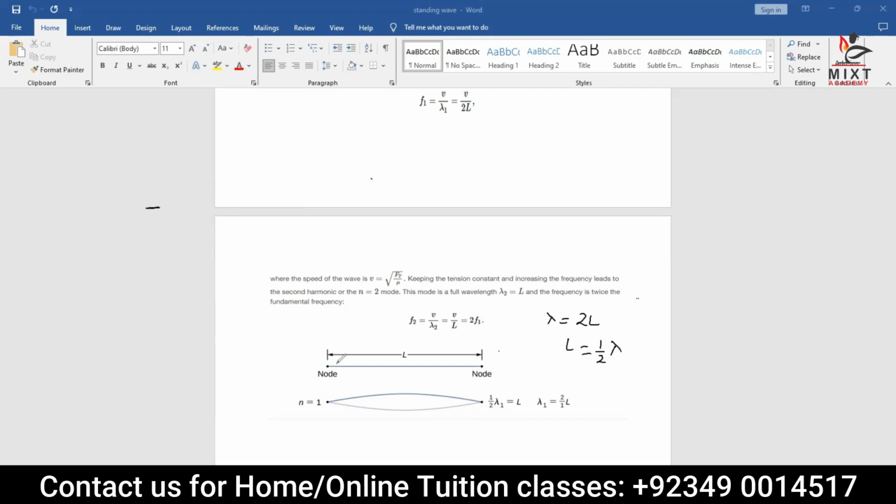Now, when in the length of a string you will have one loop only, you call this frequency the fundamental frequency. Fundamental frequency means one loop. This fundamental frequency is also named the first harmonic. First harmonic means one loop. If I talk about lambda 1, the wavelength, it will be 2L, or can I say 2 upon 1 L? Yeah, there is a reason.